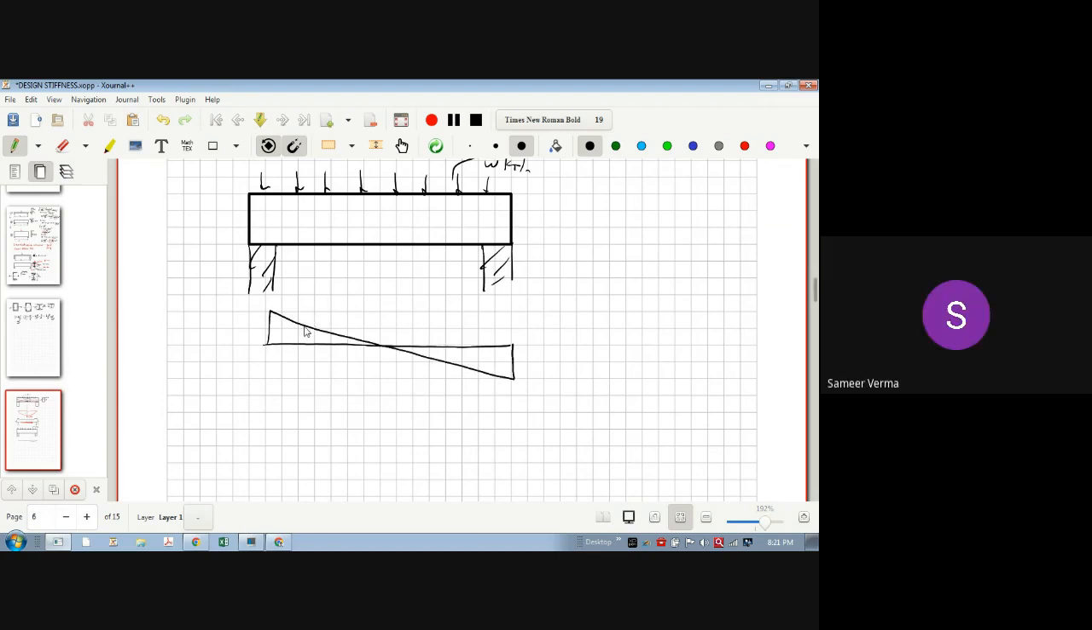You can see that the shear value is more near the support. Understood? So the value is more near the support. Now if you see the shear cracks, as you go near the support, let's say the beam will crack like this, something like this. Some crack will be there. Okay.